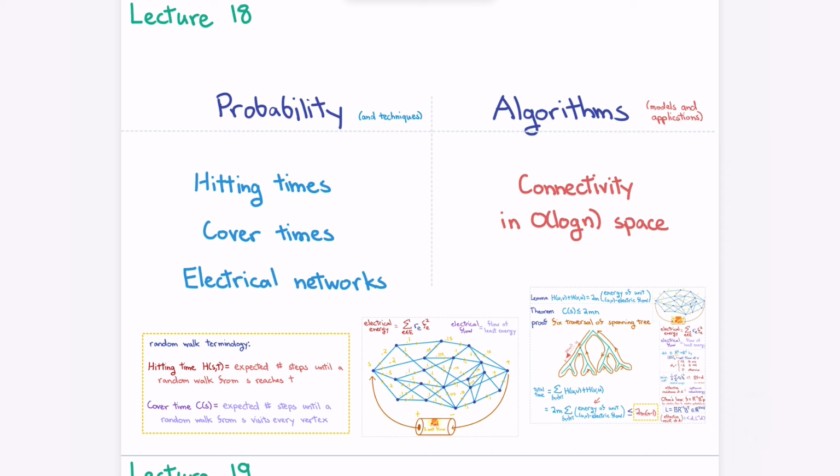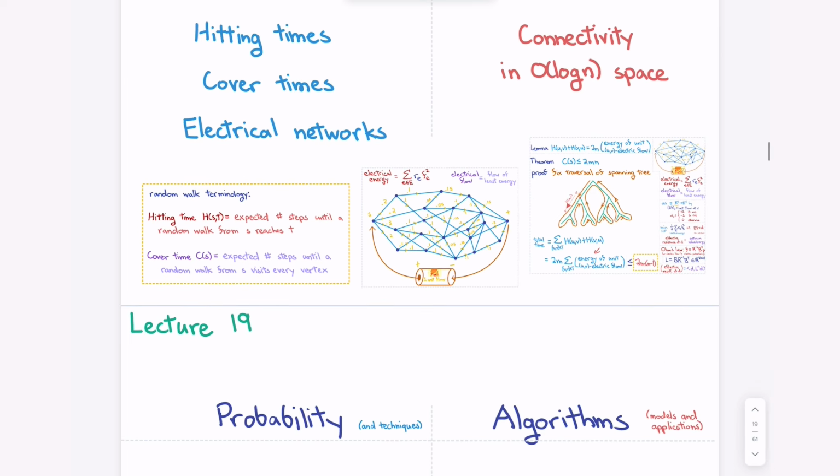But the algorithm was pretty simple. You just randomly walk around. You only need to remember the index of the vertex you're at. That's log n space. And by a bizarre connection to electrical networks, you can show that you'll probably reach T in mn steps if they are connected. You can drive that error down by just repeating the experiment.